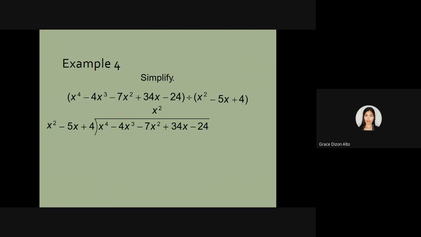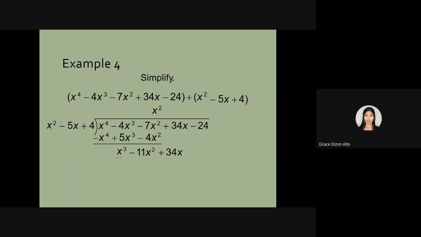Next, we will have to multiply it backward. So x squared times x squared is x to the fourth. X squared times negative 5x is negative 5x cubed. So changing it, it will become positive x cubed. Then x squared times 4, that will be positive 4x squared. Changing the sign will become negative 4x squared. Combining the like terms, we get negative 4x cubed plus 5x cubed is x cubed. Negative 7x squared plus negative 4x squared is negative 11x squared. Bring down 34x.